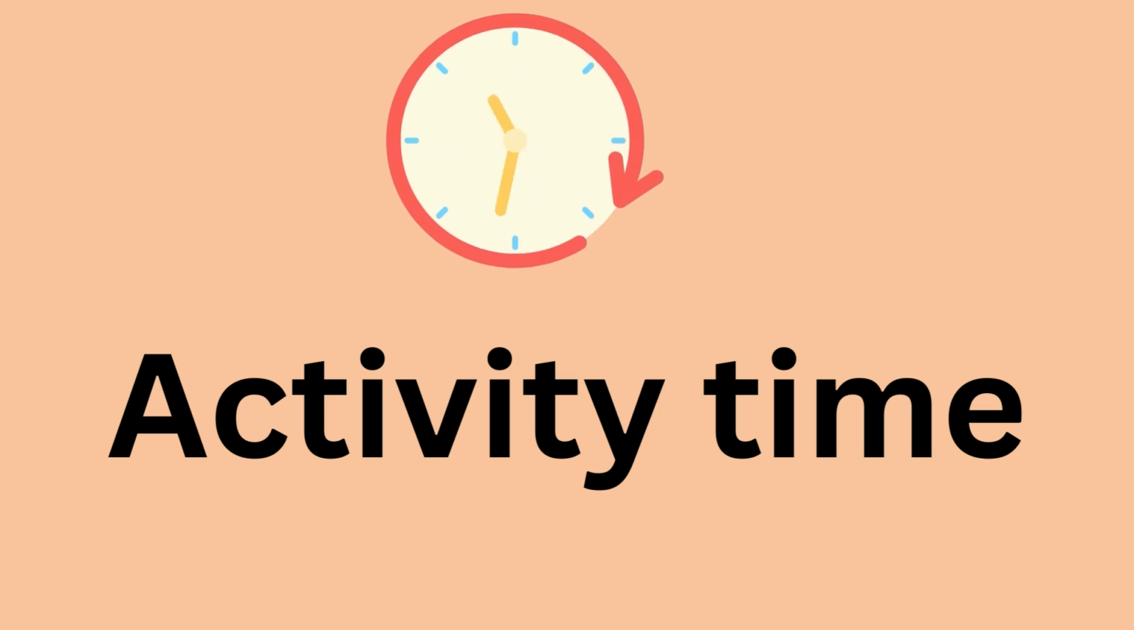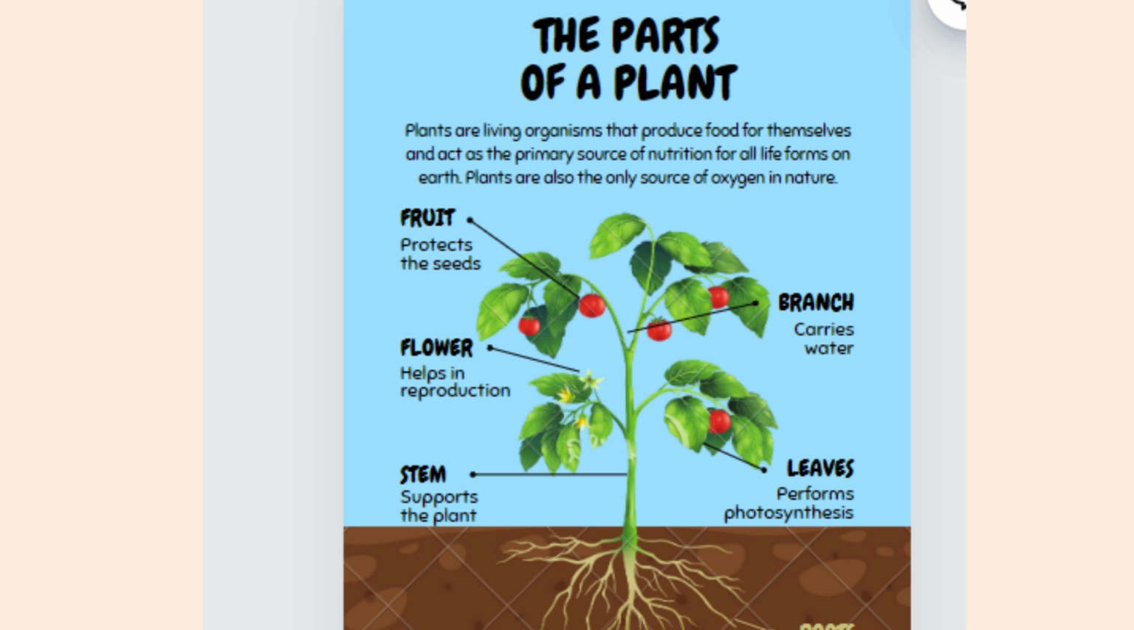Come on, students. Grab a sheet of paper and draw a plant. Now label the parts of the plant with examples of food we eat. For example, label the root as carrot, the stem as celery, and so on. Pause the video and come back when you are done. So I hope you are done.